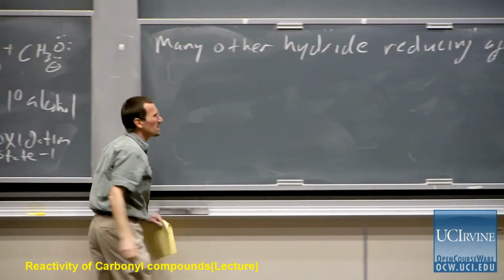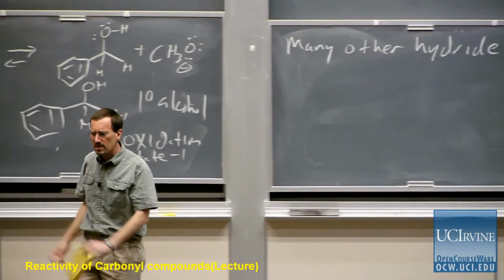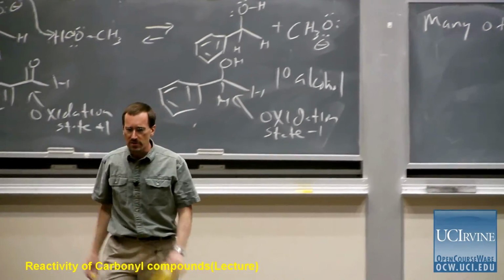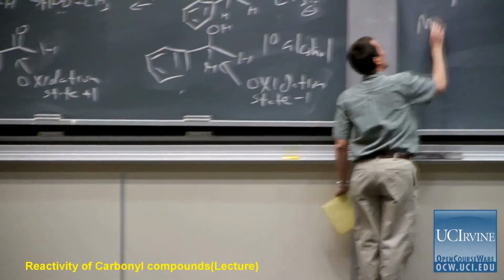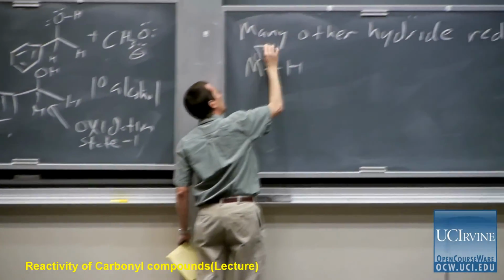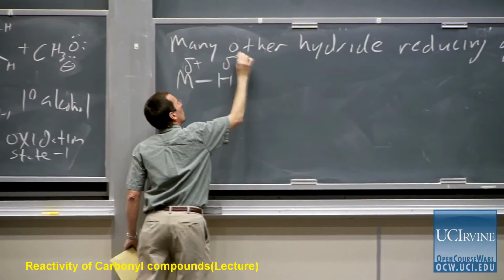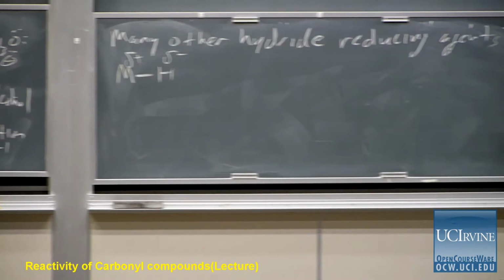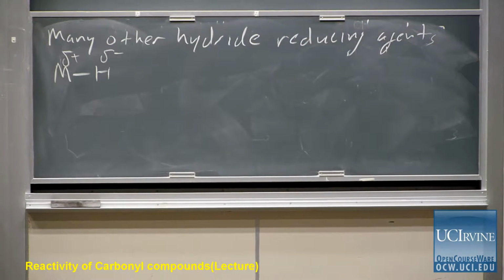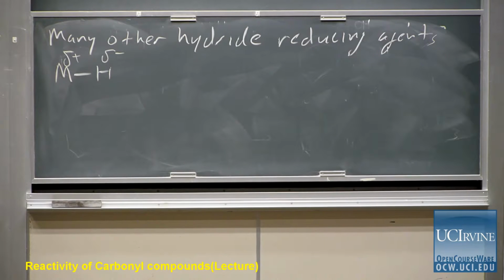The general principle, the overarching principle of hydride reducing agents, is that you have a metal-hydrogen bond, metal broadly defined, usually a polar covalent bond where you have M with a partial positive charge and hydride with a partial negative charge. By broadly defined, I mean that boron is kind of a metal or a metalloid, aluminum is a metal, and there are many, many others.